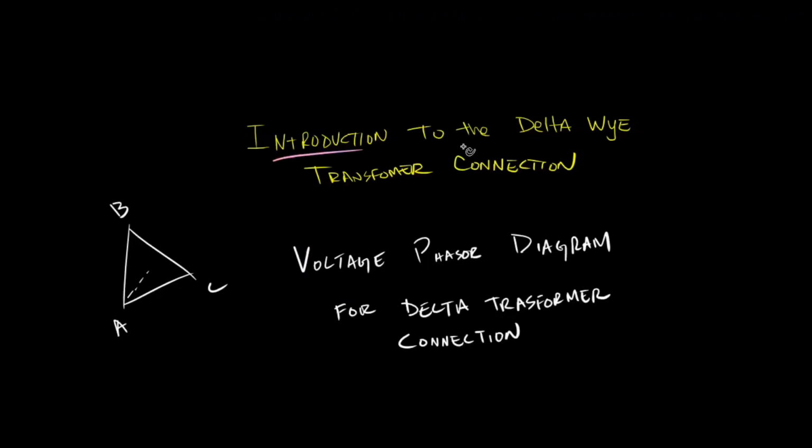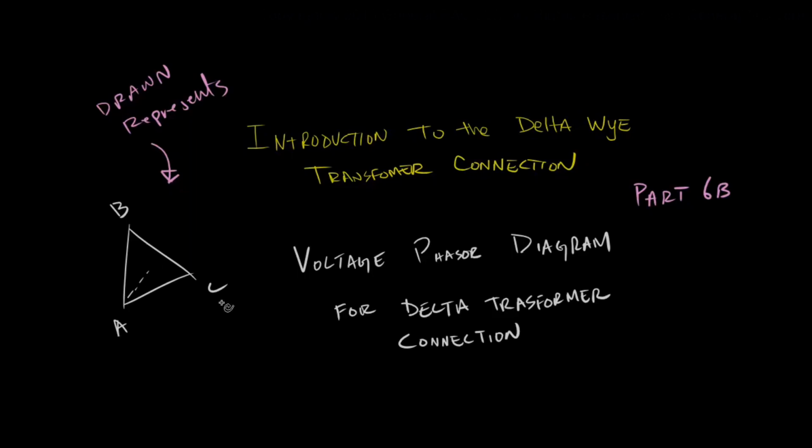Introduction to the Delta Y Transformer Connection, Part 6b. In this part, we're going to continue our discussion on the voltage phasor diagram for the delta transformer connection. By the end of the Part 6 section, we'll have a greater understanding of what this illustration means, how it's drawn, and what it represents. We often find this illustration in transformer nameplates as well as engineering drawings, so we want to have a very strong understanding of this connection.